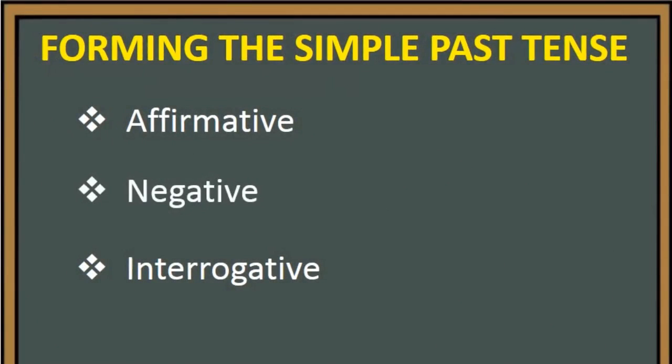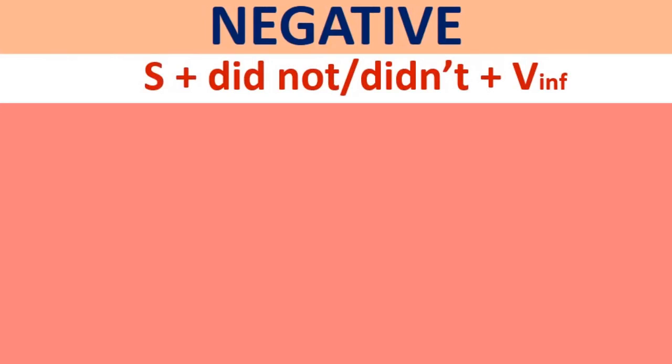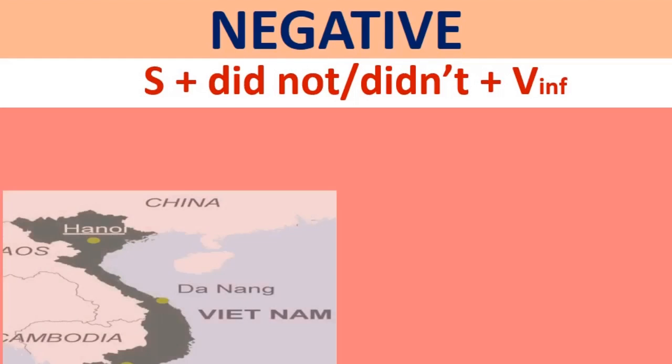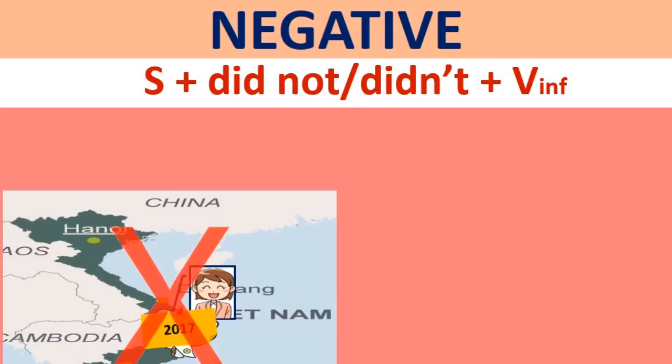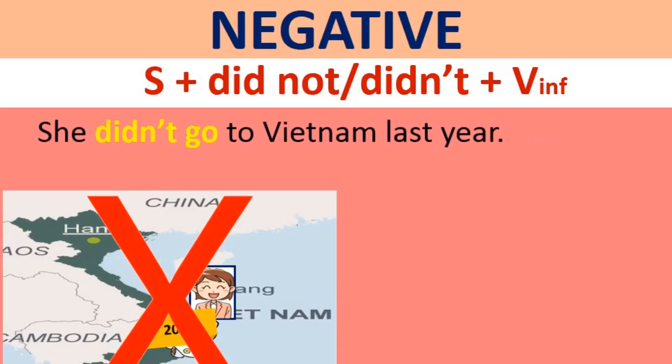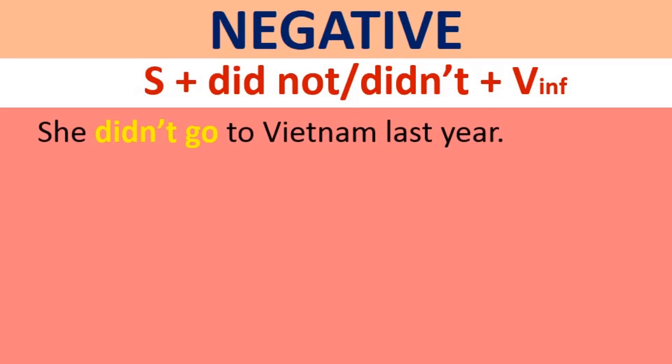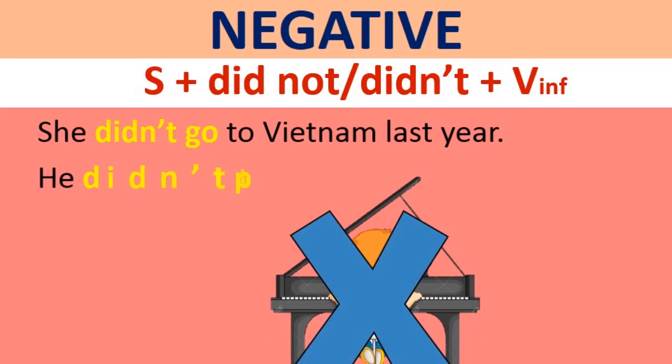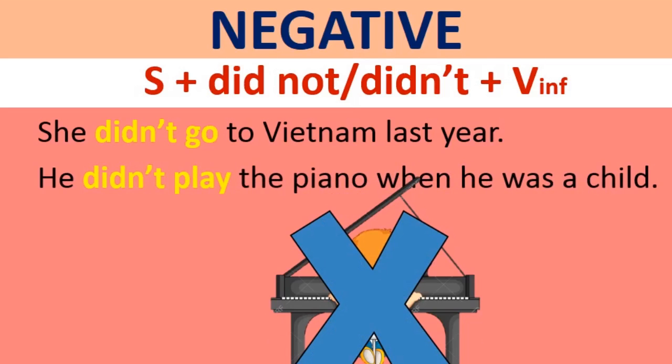Now let's move to the negative. The structure is subject plus did not or didn't plus verb infinitive. Didn't is the contraction of did not. As you can see, we only insert did not or didn't between the subject and the infinitive verb, but you need to notice that the verbs in this sentence are in the base form, not in the past. For example, she didn't go to Vietnam last year. Another example, he didn't play the piano when he was a child.